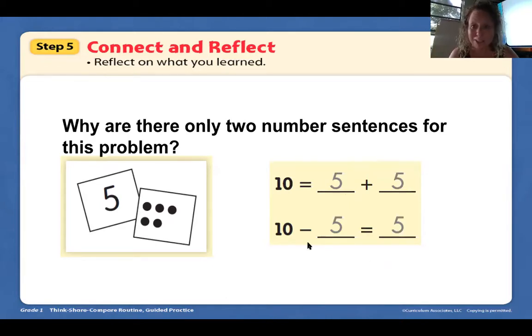Let's look at the subtraction problem. If we did 10 minus 5 equals 5, and we turned that around, we would still have the same problem. 10 minus 5 equals 5 is the same thing as 10 minus 5 equals 5. So that's why for this problem, we only had 2 number sentences.